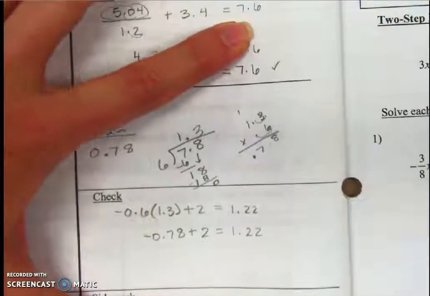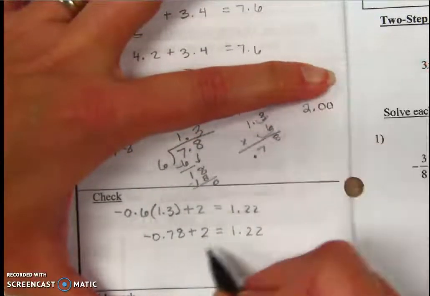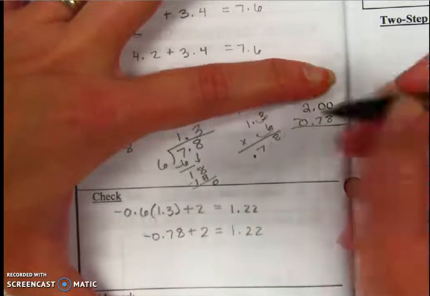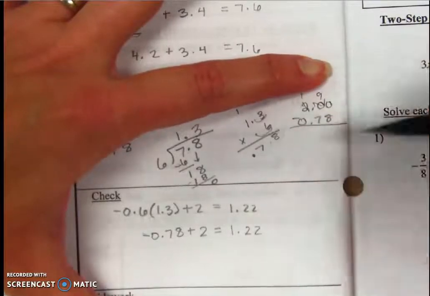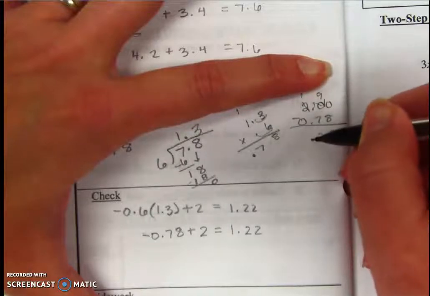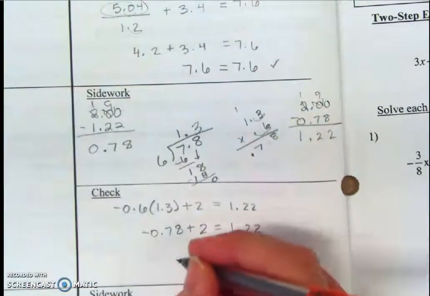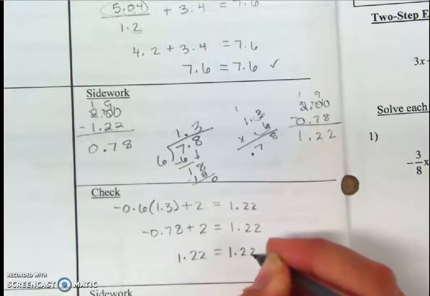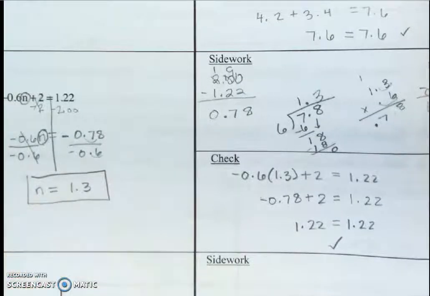In my side work up here, we're really using the side workspace today, I'm going to write 2.00 and then subtract 0.78. Let's see what happens. We need to borrow, and there we go. So 10 minus 8 is 2, 9 minus 7 is 2, bring down the decimal, and 1 minus nothing is 1. And so I get positive 1.22, which is equal to positive 1.22. Yay, that worked. Our answer was correct and really was 1.3.